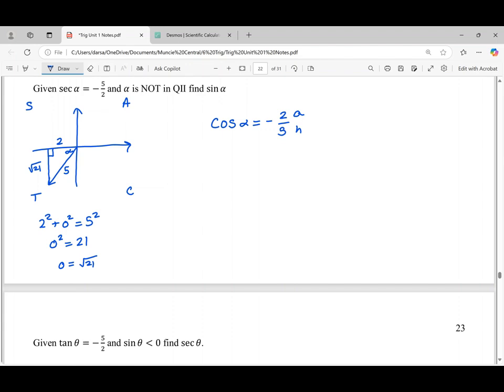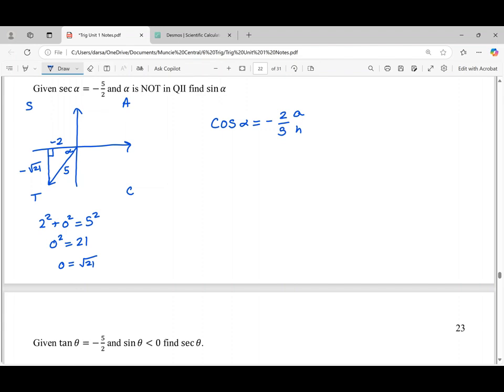Now remember, when we're doing things in not quadrant 1, we need to watch our pluses and minuses. So are any of these legs going to be negative? Well, the 2 is on the negative x-axis, so it'll be negative. And the square root of 21 is going down, so that is a negative y value. So we need negatives on both of them.